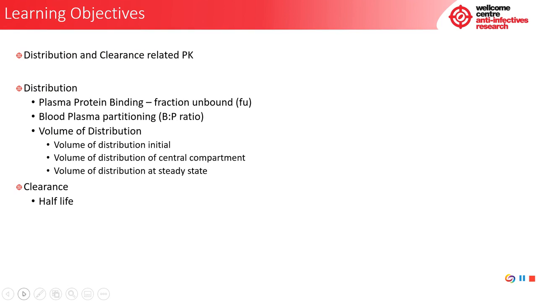In distribution, we'll be talking about plasma protein binding and the unbound fraction, Fu, the blood plasma partitioning, B to P ratio, the volume of distribution and its different forms, such as volume of distribution initial, volume of distribution of the central compartment, volume of distribution at steady state. We'll move on to talk about clearance and half-life.